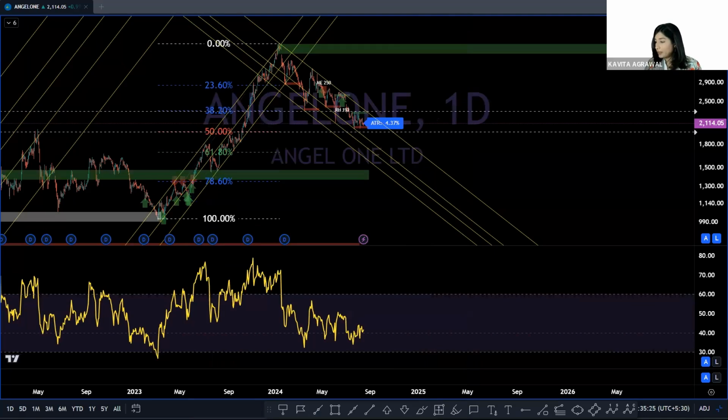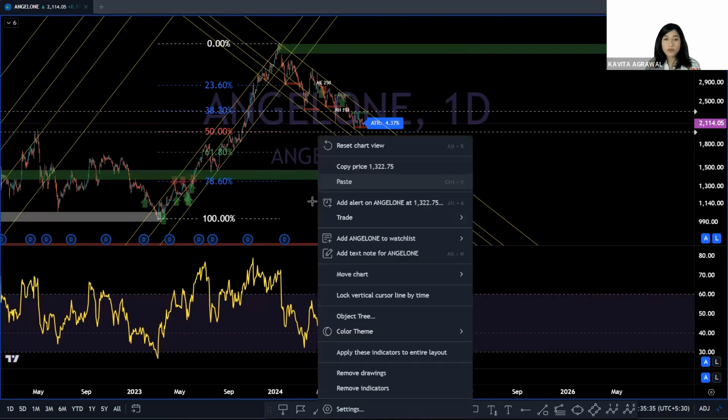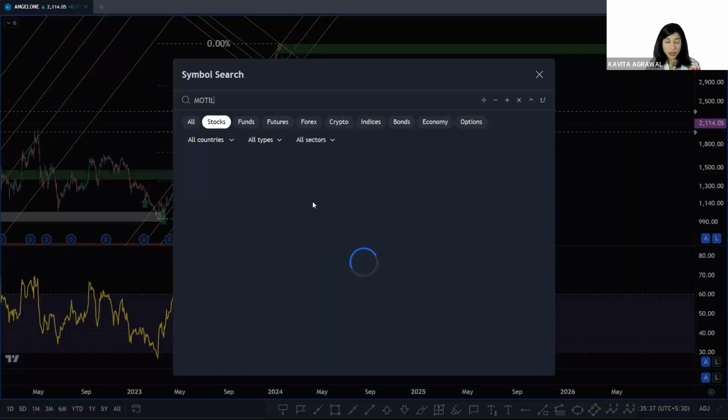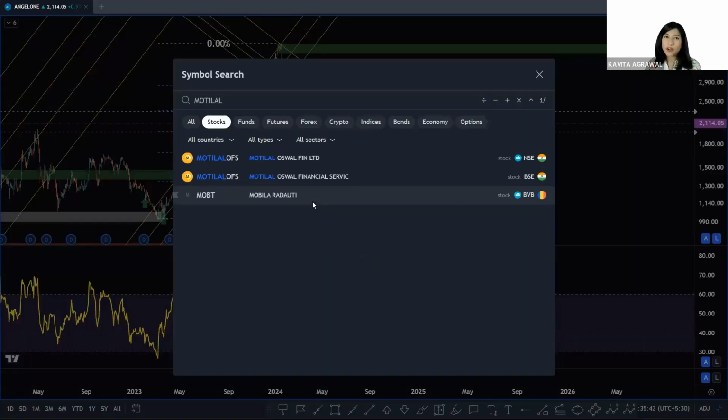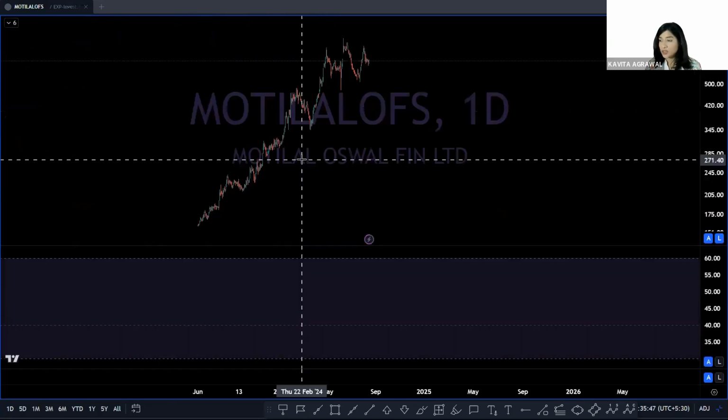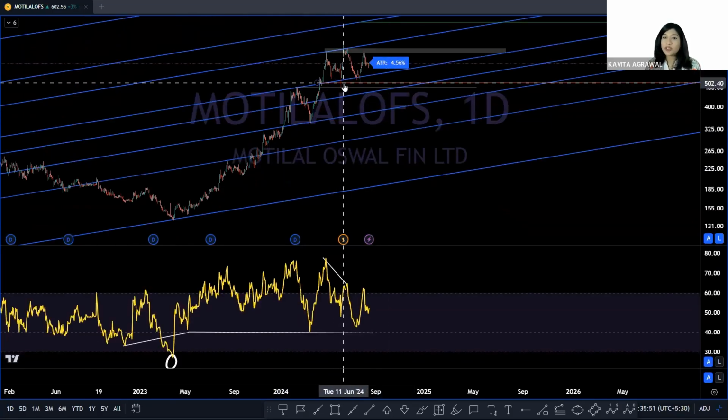Let's go back here. So let's move on with some stock queries. Akhil is asking for analysis of Motilal Oswal. I am not a big fan of financial sector stocks at this point. So I'm guessing you are asking for Motilal Oswal Financial Services. I don't think this is a very attractive stock.